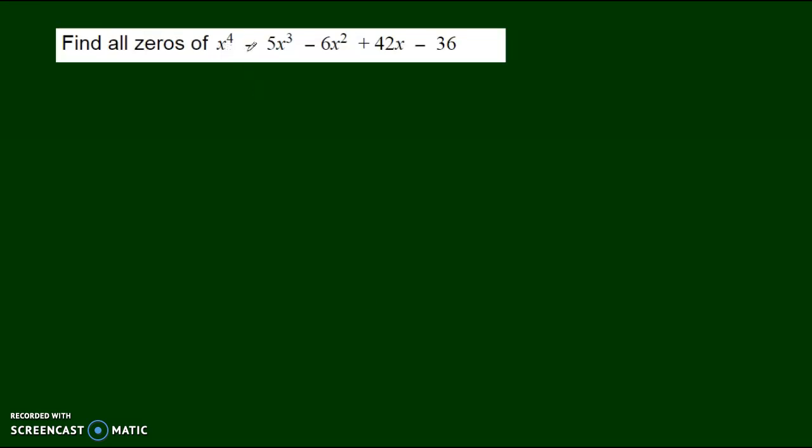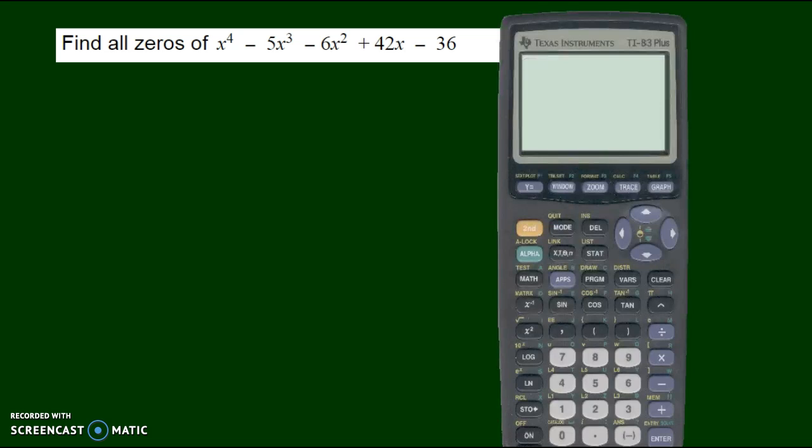We're going to find the zeros of this polynomial, so we're definitely going to kick this off by getting the graphing calculator out and just throwing this function into the y equals editor. I'm going to use this button to put in the x's, this button to put in the powers. I'm going to press graph, and I'm looking very carefully for places where the graph will cross the x-axis.